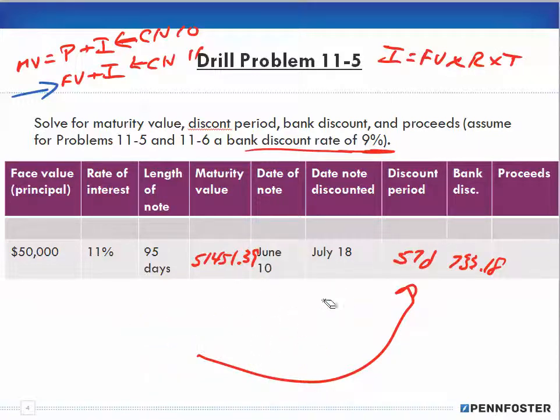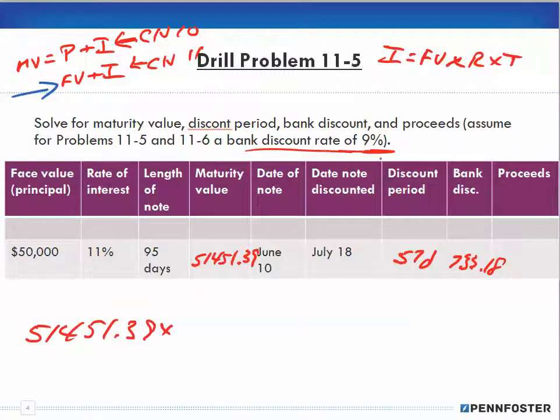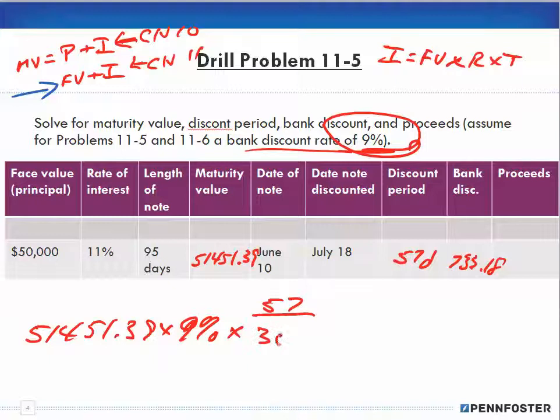So we have 57 days for discounting, and now we can figure out the bank discount, where we take our maturity value times our interest rate of 9% up here times our 57 days for the discount period, and that gave us 733.18 as the bank discount.